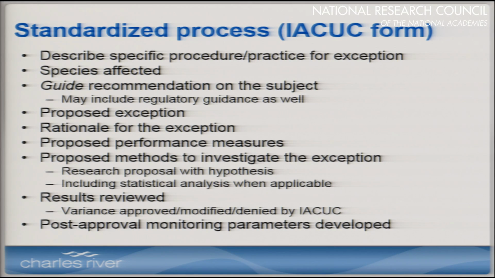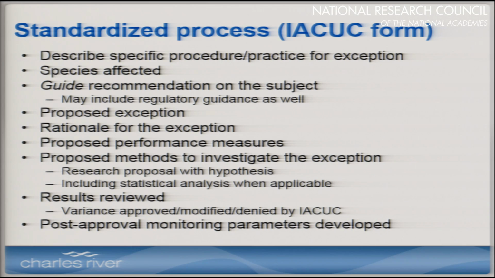So here's the process we follow. And again, it's on a standardized form. We describe the specific procedure or practice for the exception, the species affected. We highlight and either summarize or verbatim repeat the guide recommendations on that subject. And if there's regulatory guidance also on that subject, we'll include that. We outline the proposed exception, or in our case, we call it a variance. And then most importantly, the rationale for that exception.